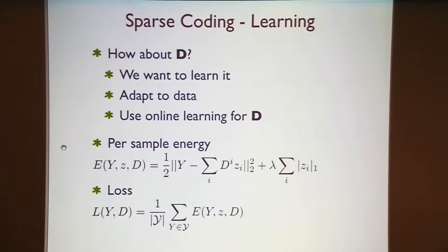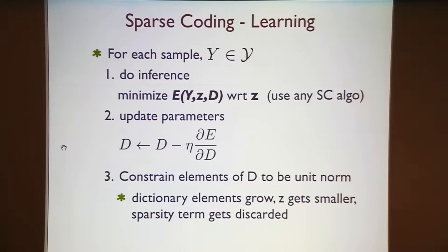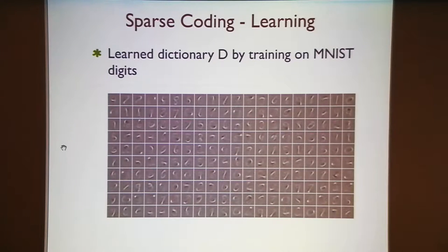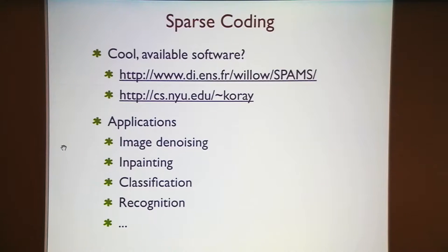Okay, so learning D, as I was saying before, is just a matter of computing the gradient of this term with respect to D, and then you constrain the columns of D to be unit norm. As Andrew was saying before, and I was saying as well, any reasonable algorithm like this will give you Gabor filters when you apply them to natural image patches, or parts of characters if you apply this to things that can be constructed by parts. So these are the columns of the dictionary matrix.